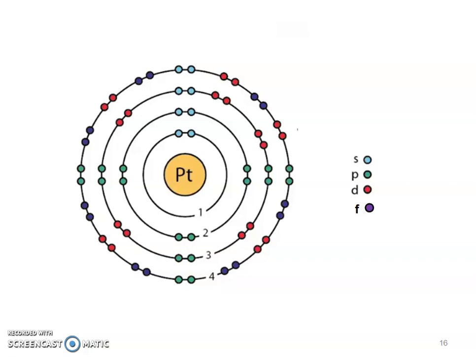So I would pause and make sure you visually can understand the first 4 energy levels, how many total electrons, but where specifically are those electrons? Are they in the S, the P's, the D's, and the F's? And again, I really, really like this visual.